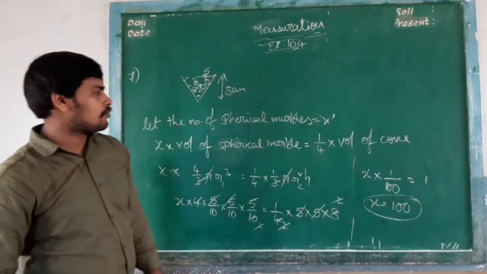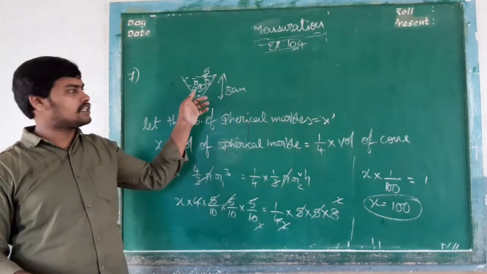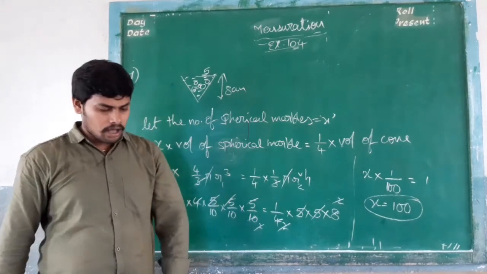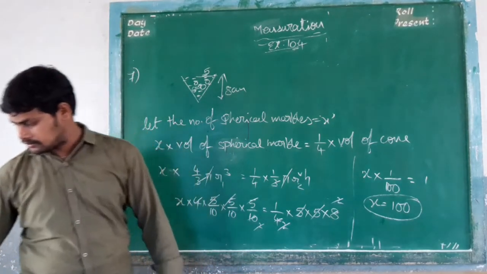So the total number of spherical marbles we have placed in the cone is 100. Okay, next one. The last and final sum of the exercise and also of the chapter.